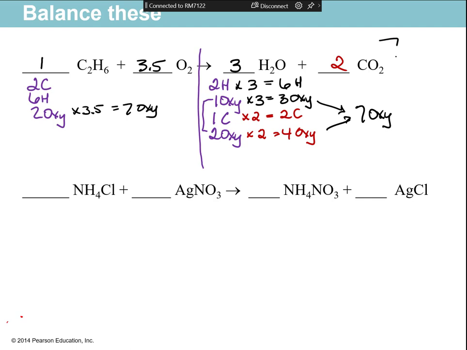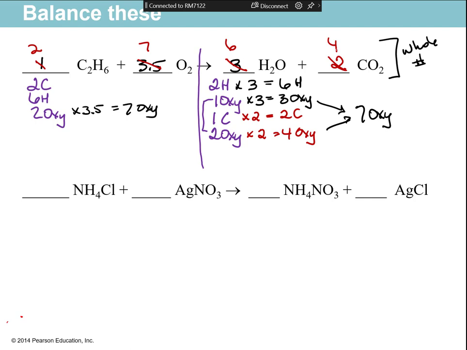But the rule is I have to have only whole numbers. So what would I have to multiply all of these by to make them whole numbers? If I multiplied everything times 2, so if I said this times 2, that would make this a 2. 3.5 times 2 would be a 7. 3 times 2, 6. And then 2 times 2, 4. So you want the simplest whole number ratio.